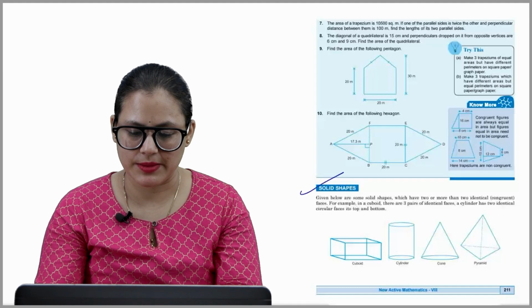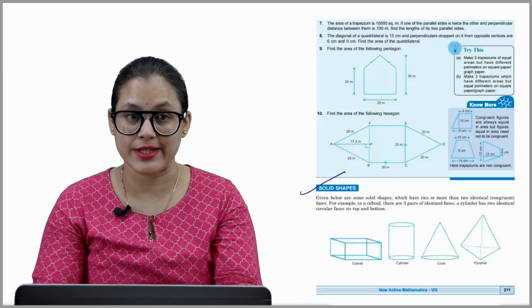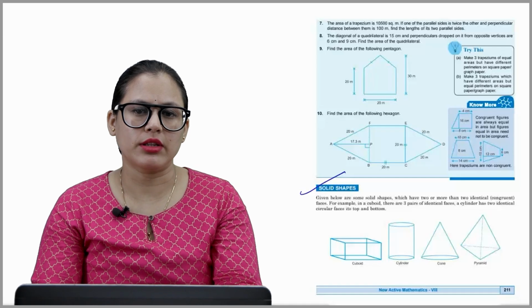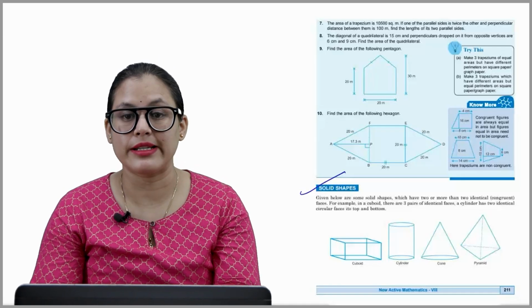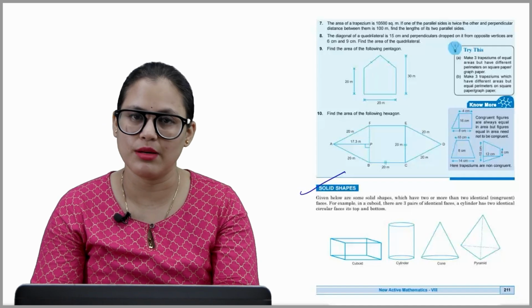Next, solid shapes. Given below are some solid shapes which have 2 or more than 2 identical faces. For example, in a cuboid there are 3 pairs of identical faces. A cylinder has 2 identical circular faces, its top and bottom.